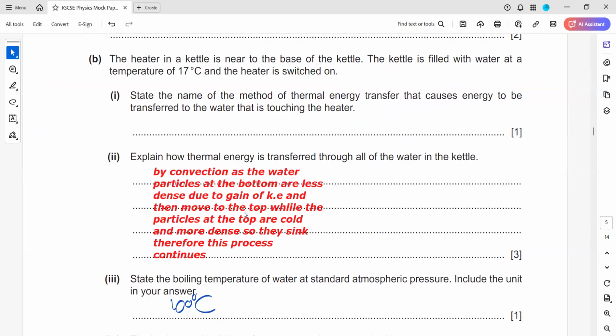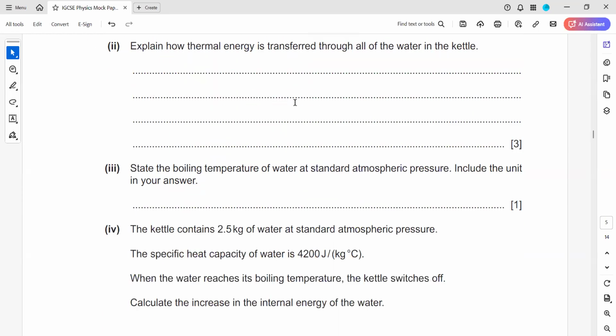State the boiling temperature of water at standard atmospheric pressure. Include a unit. The boiling temperature of water is 100 degrees centigrade, or the standard SI unit of temperature, the Kelvin. 100 degrees Celsius is acceptable, but I should write it as 373 Kelvin, because the SI unit of temperature is not the degree that we use for convenience, but the Kelvin.